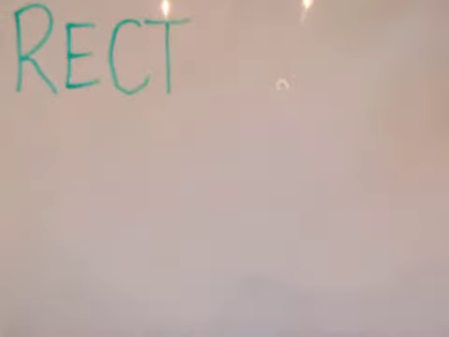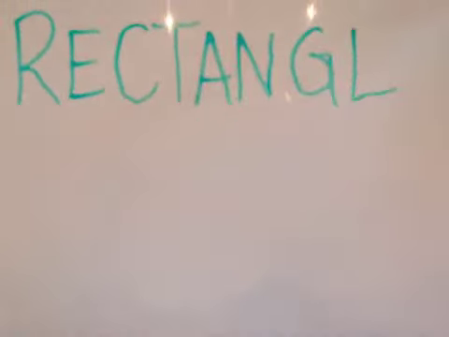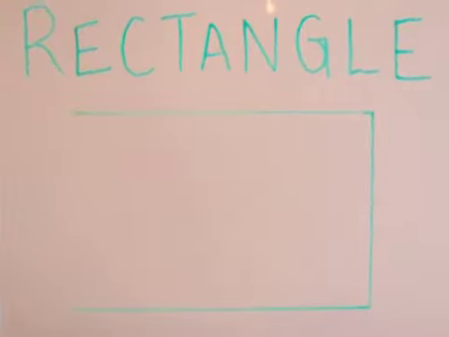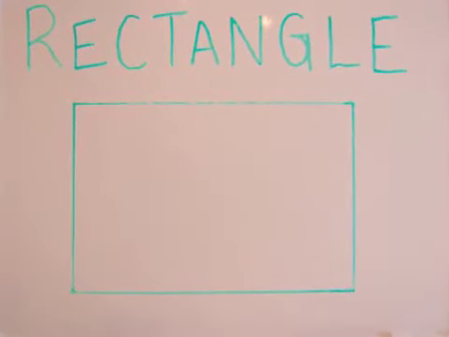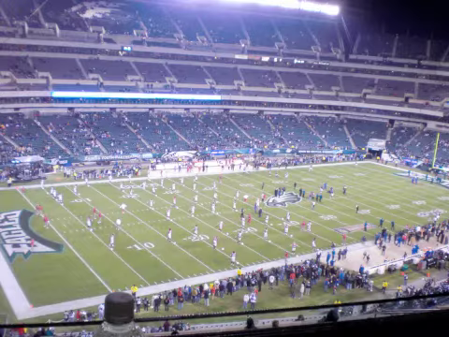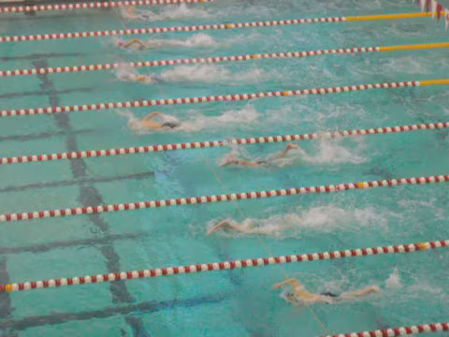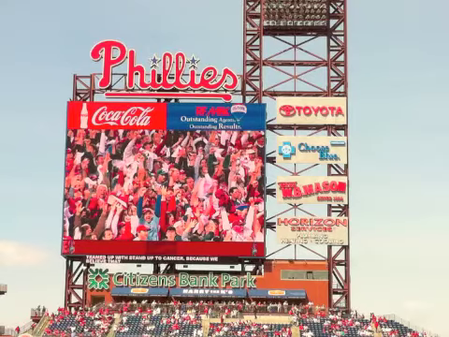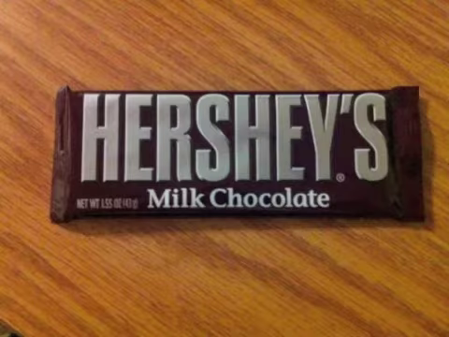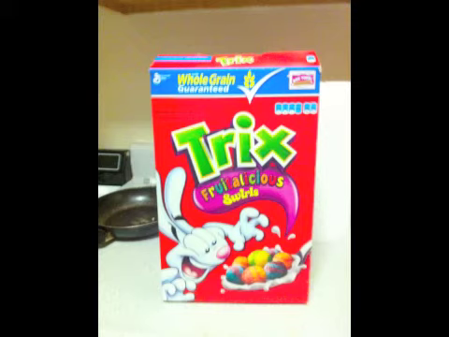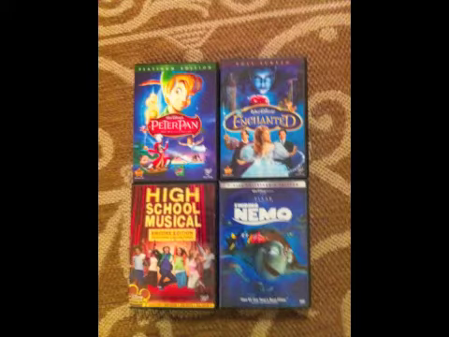The first shape that we are going to learn about is called the rectangle. More examples are a football field and a swimming pool. Also a TV and a chocolate bar and a cereal box and DVDs and another TV.